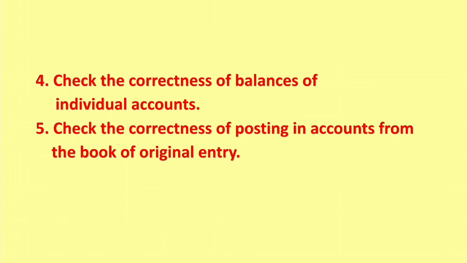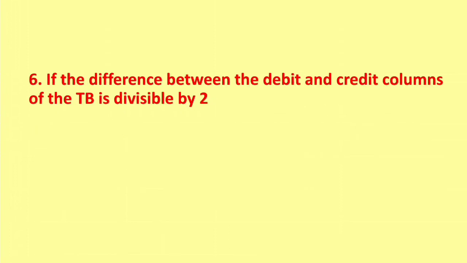Now, the next two steps help us to locate some special types of errors. Next point, if the difference between the totals of the debit and credit columns of the trial balance is divisible by 2. For example, the debit column total of a trial balance is 2,40,000 and the credit column total is 2,50,000. Here the difference is 10,000.